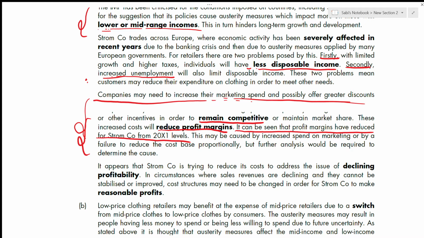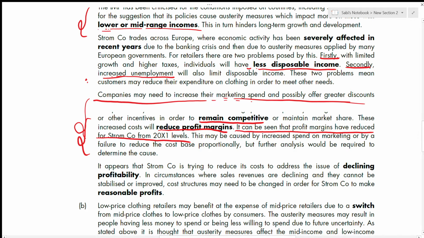Whenever you are short of points, this is another tip for you on how to come up with points. Whenever you don't know what to write, go to your case study and look for such statements: profit margin is reduced, this is weakening, that is improving. From that, you can create points. Those statements will help you come up with more points. Like this, profit margins have reduced. So because of that, you can say that in order to remain competitive, this increased cost will reduce profit margins and so on.